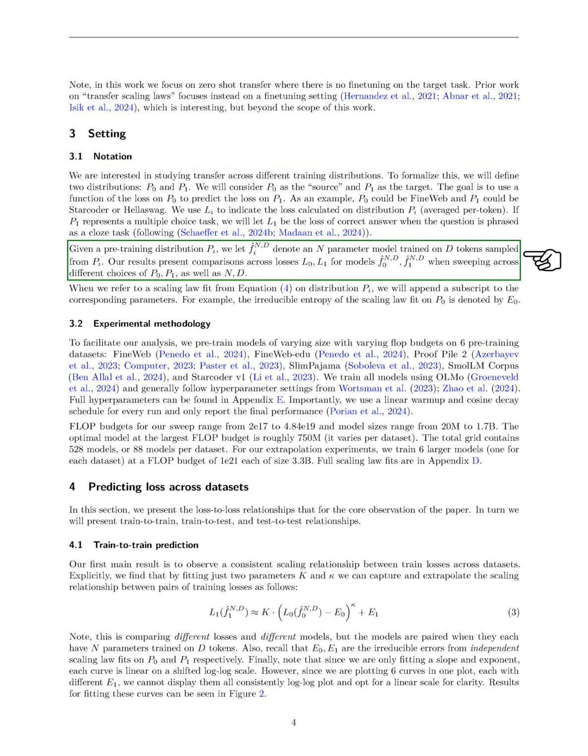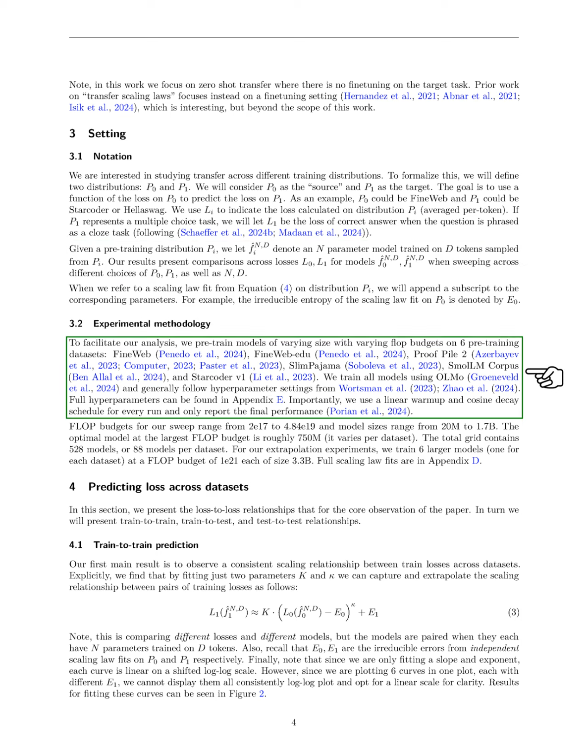For a given pre-training distribution P_i, we represent a model with N parameters trained on D tokens from P_i as θ_i,N,D. Our results compare the losses L0 and L1 for models θ_0,N,D and θ_1,N,D, across various choices of P0, P1, N, and D. When we refer to a scaling law fit from our previous work on distribution P_i, we add a subscript to the relevant parameters, such as E_0 for the irreducible entropy on P0.